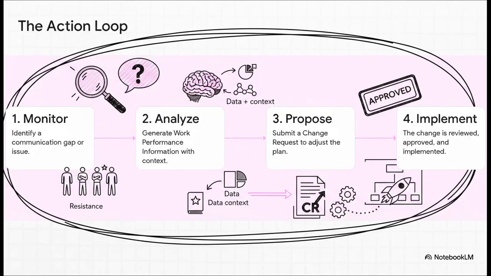This shows you the formal action loop. So, you monitor and you spot a problem. Remember that stakeholder who was stuck and resistant? You analyze that and create work performance information, which is just data plus context. It's the story of why they're resistant. Based on that story, you submit a formal change request.